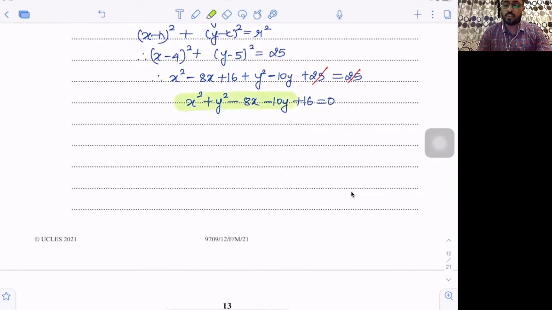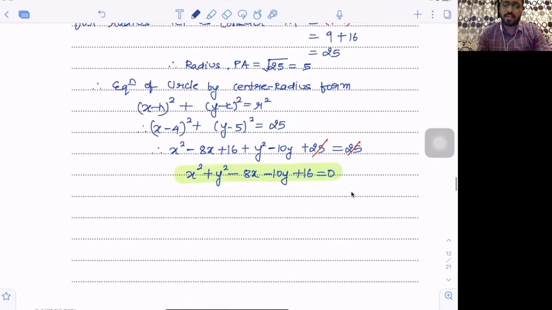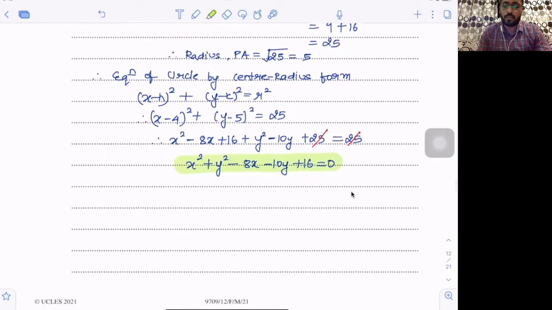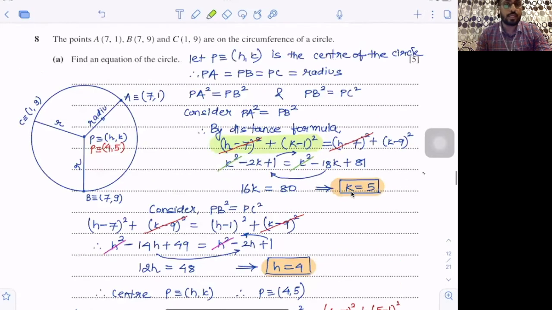So this equation is called the general equation of the circle. Did you get that? That's how we find the equation of the circle. You could have left the answer at this particular place also. This is the center radius form: x minus h the whole square plus y minus k the whole square equal to r square. So any one of the answers will do. You getting? So that's how we solve part A. That will fetch you 5 marks.